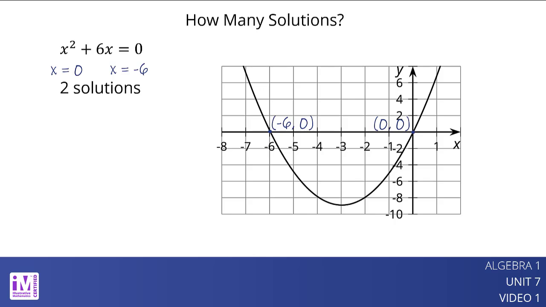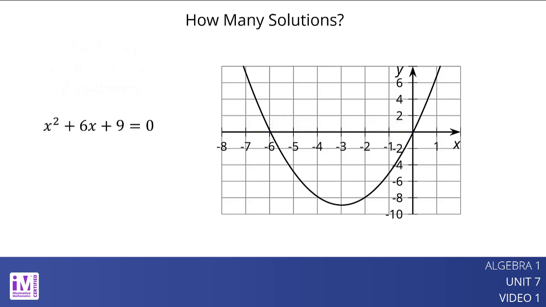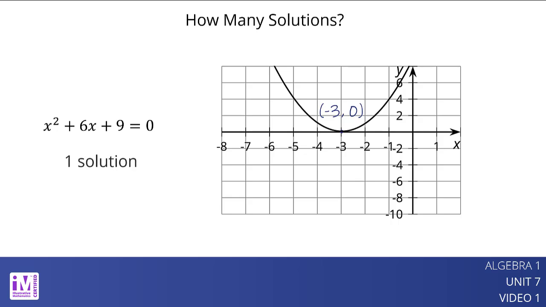What about the equation x squared plus 6x plus 9 equals 0? Let's graph y equals x squared plus 6x plus 9. The graph shows one intercept at -3, 0. So there is one solution to the equation x squared plus 6x plus 9 equals 0, which is when x equals -3.